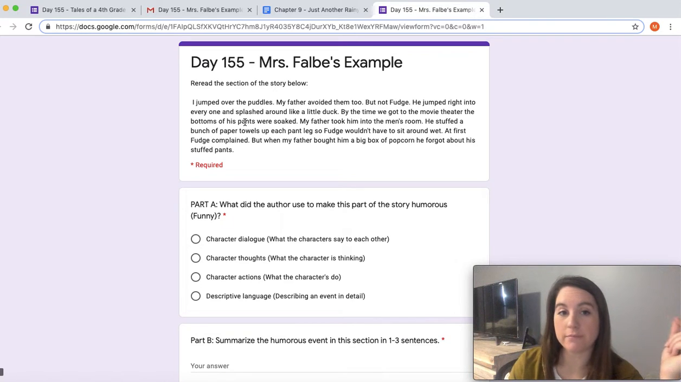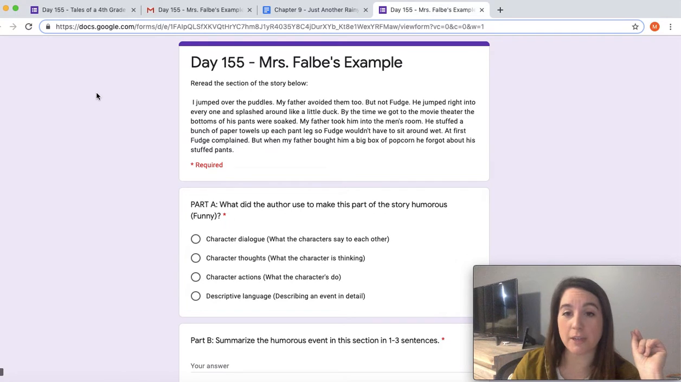So reread it. I jumped over the puddles. My father avoided them too, but not Fudge. He jumped right into every one and splashed around like a little duck. By the time we got to the movie theater, the bottoms of his pants were soaked. My father took him to the men's room, and he stuffed a bunch of paper towels up each leg so Fudge wouldn't have to sit around all wet. At first, Fudge complained, but when my father brought him a big box of popcorn, he forgot about his stuffed pants.